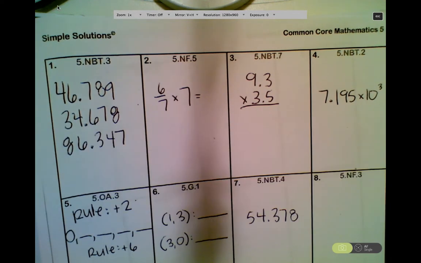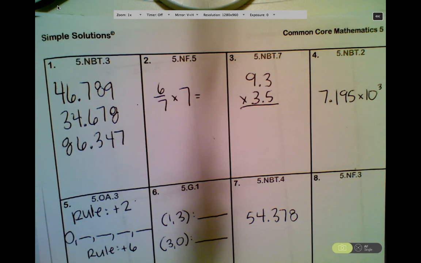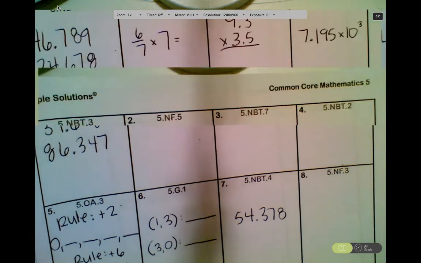Simple Solutions, lesson number 80. Number 1, order the numbers from greatest to least.